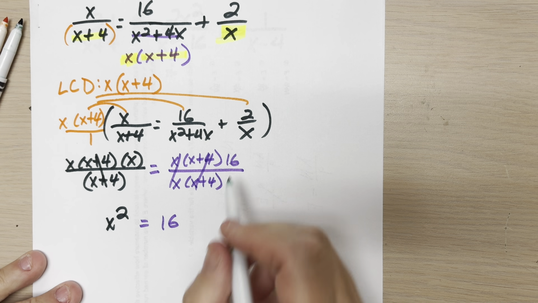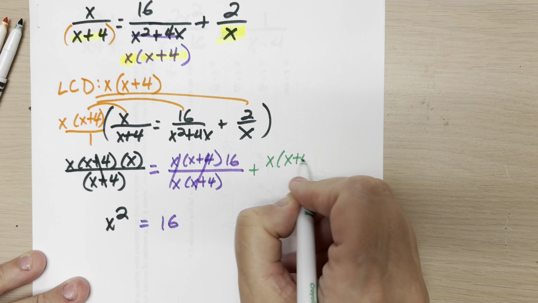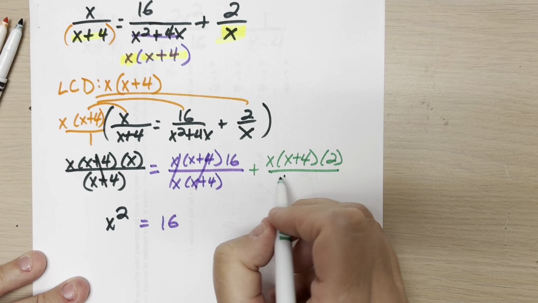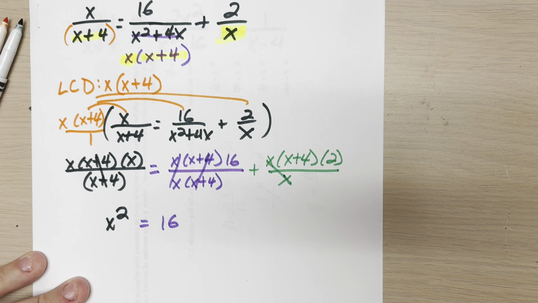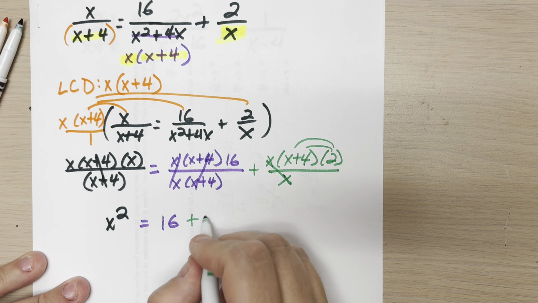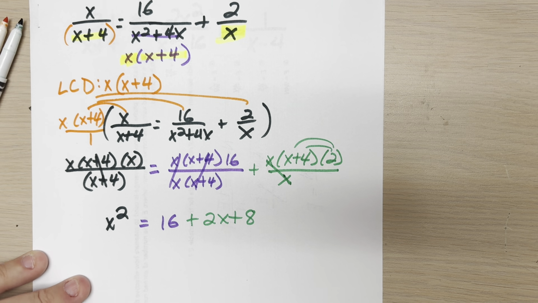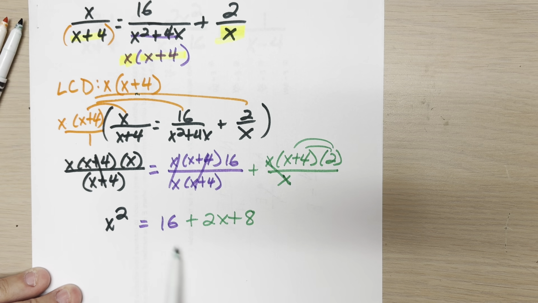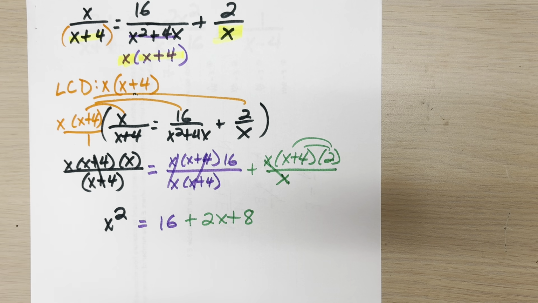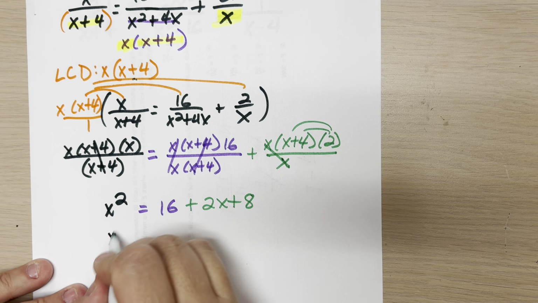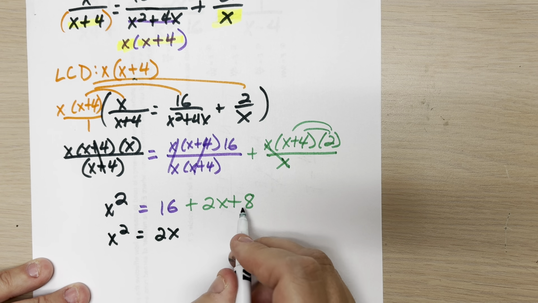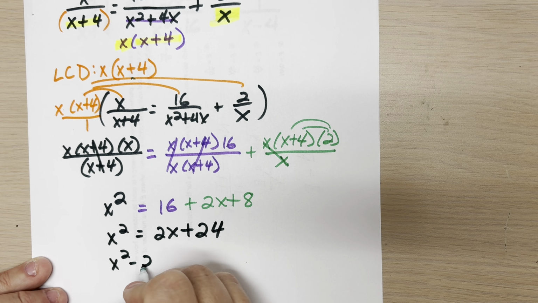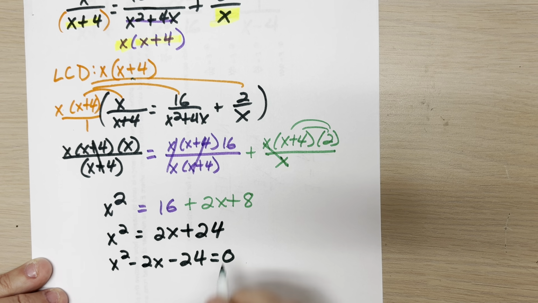And then finally, at the end, I've got x times quantity x plus 4 times 2 over an x. So the x's go. I can backward distribute in here to get 2x plus 8. Again, if you're doing this in your head, you already have x, you need the x plus 4, so 2 times that quantity is there. And now, hopefully it ends up being something nice, we'll see. X squared is 2x, 16 and 8, 24. I'm going to bring everything over, so x squared minus 2x minus 24 is equal to 0.